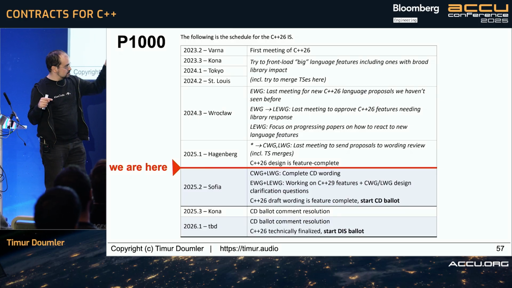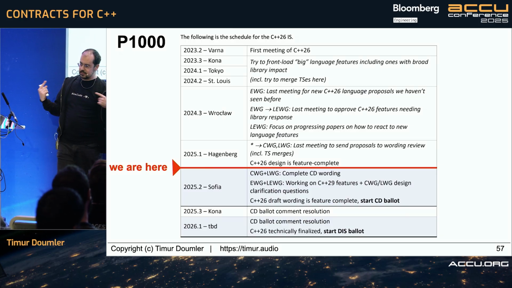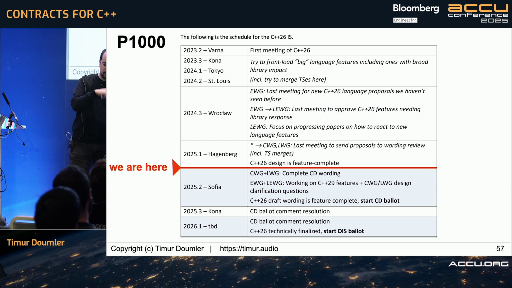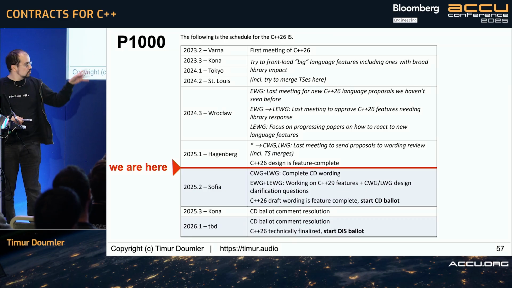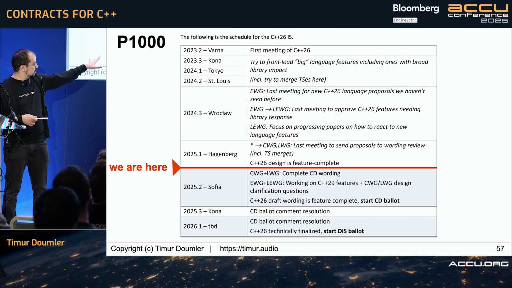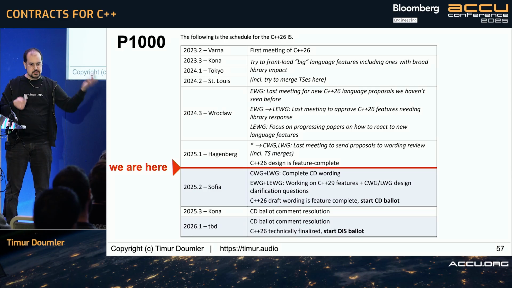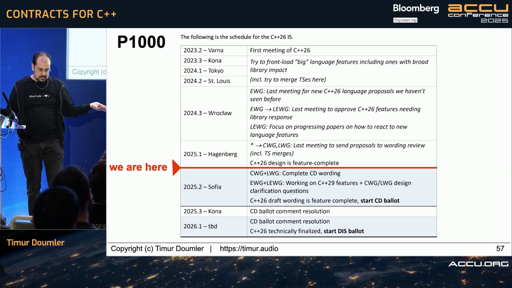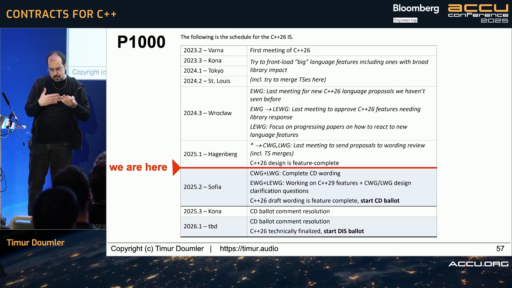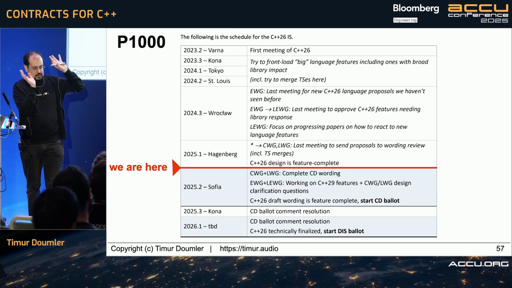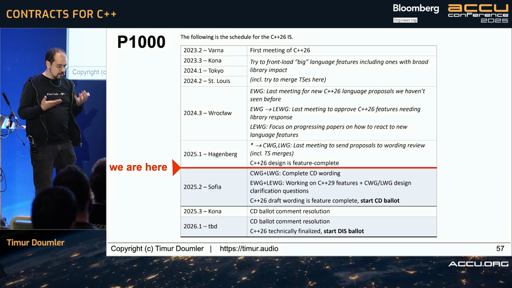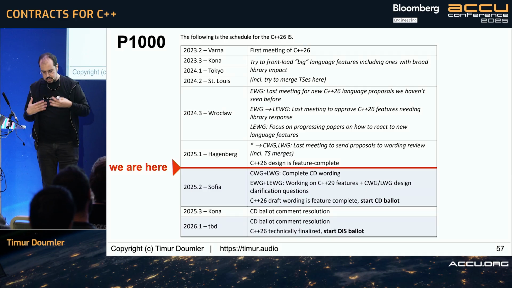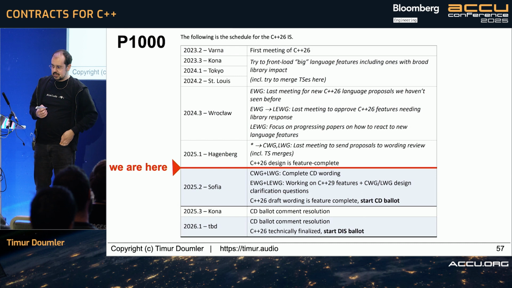So this is where reflection is. Reflection has been design approved, but the wording is not in the C++26 draft yet. But for contracts, the wording is already in there, so we're good. And then we have two more meetings, Kona and then at the beginning of 26, to just fix bugs. So yes, there might be minor changes to this feature. This is not the final standard version of it because the standard isn't out yet. There might be minor changes if we discover any bugs, any defects, but I don't expect any major changes.